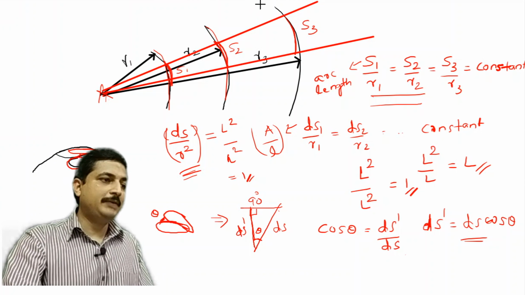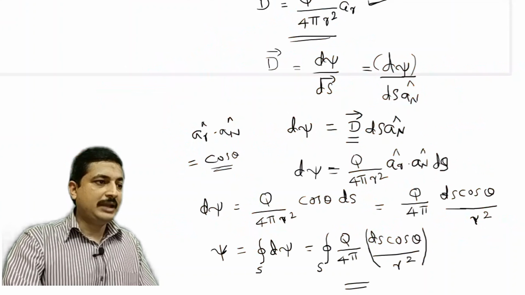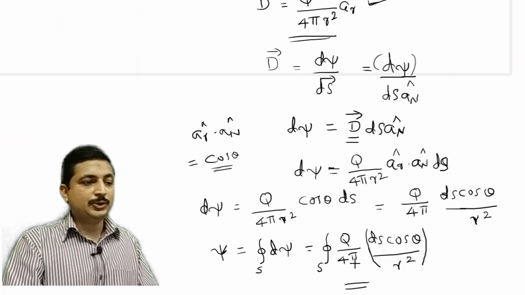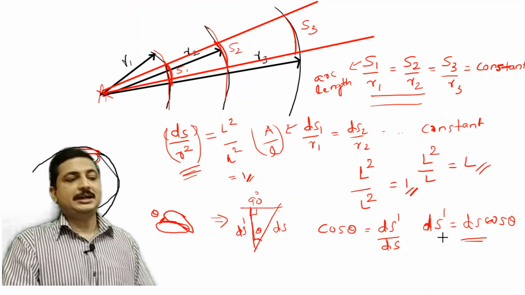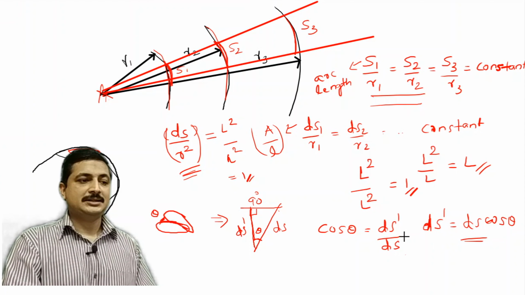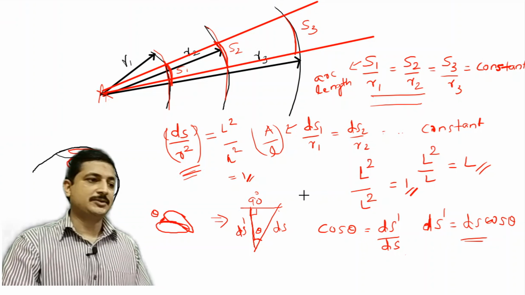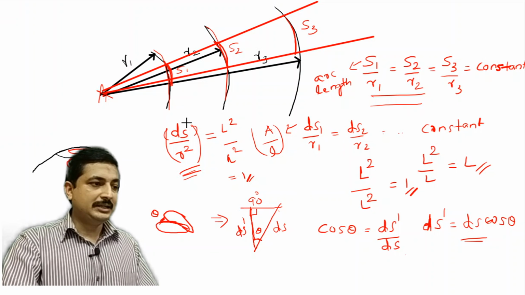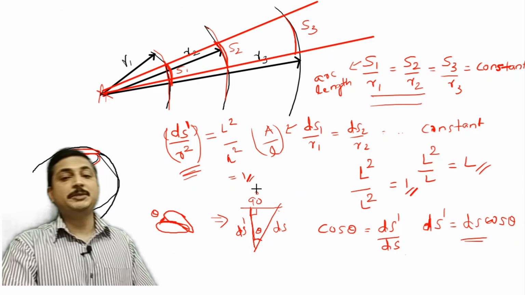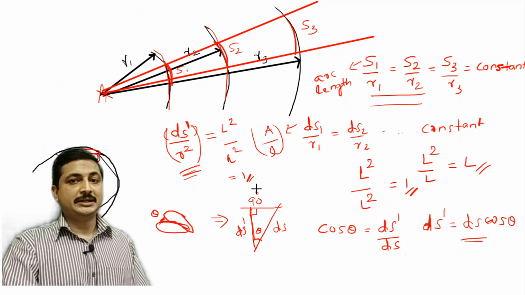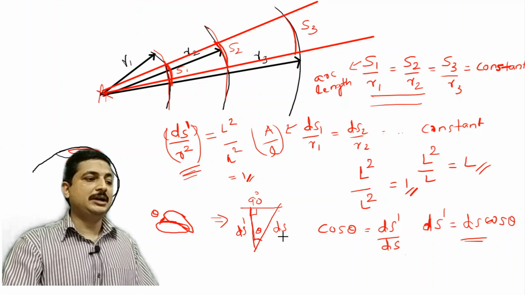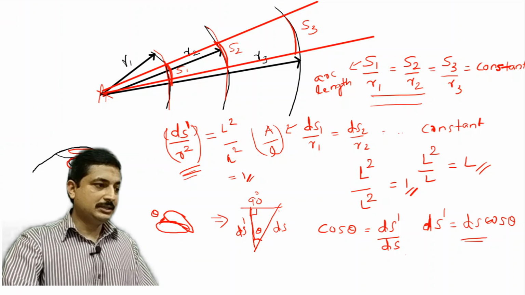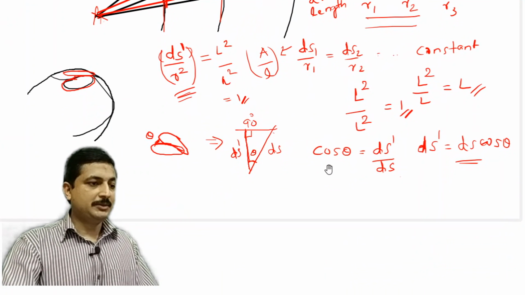So if you remember our equation, what we had is psi is equal to q by 4 pi ds cos theta by r square, and just now I found that ds cos theta is nothing but ds dash. So that equation I can write as ds dash by r square, and this constant will be for ds dash. Please remember, ds dash. It will not be true for ds. I hope that is very clear, because ds is not a proper circular surface. Now ds dash is a proper circular surface. So ds dash by r square is a constant, but we have to see what that constant is.